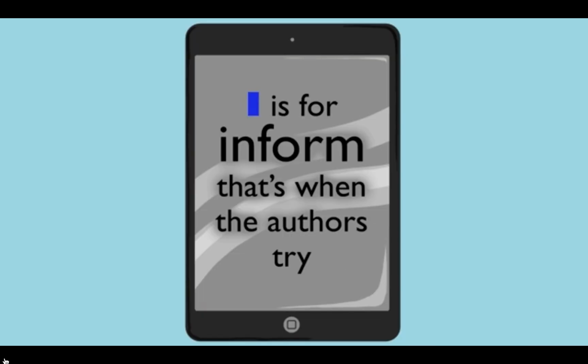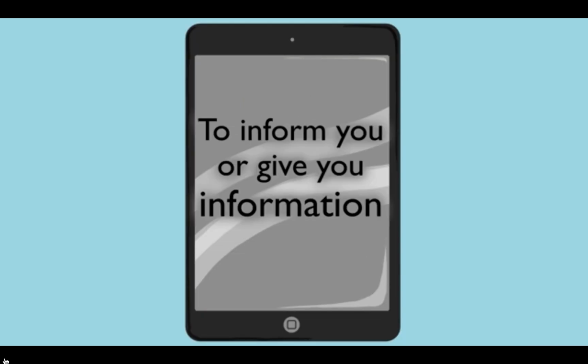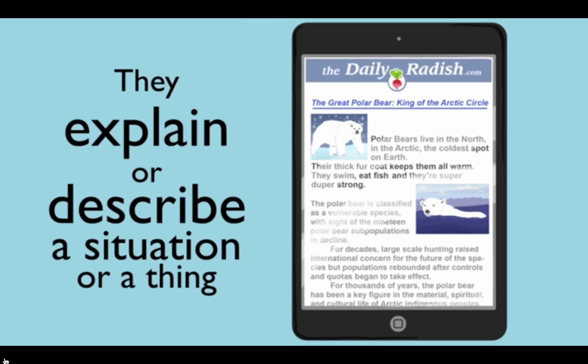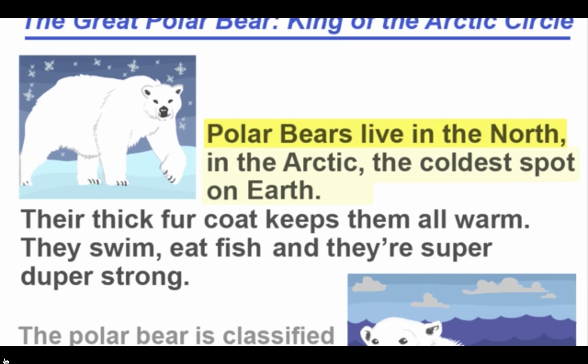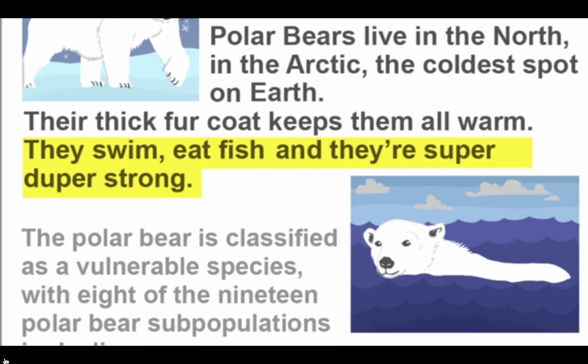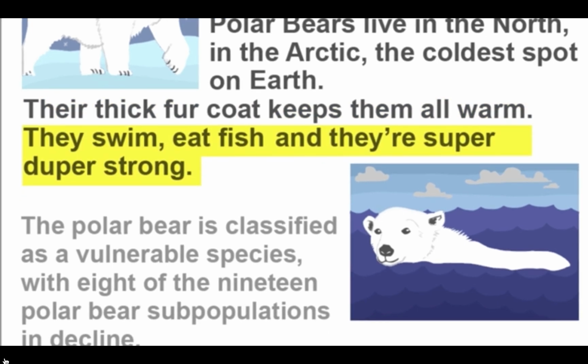I is for inform. That's when the authors try to inform you or give you information. They explain or describe a situation or a thing. Like polar bears live in the north in the Arctic, the coldest spot on Earth. Their thick fur coat keeps them all warm. They swim, eat fish, and they're super duper strong.